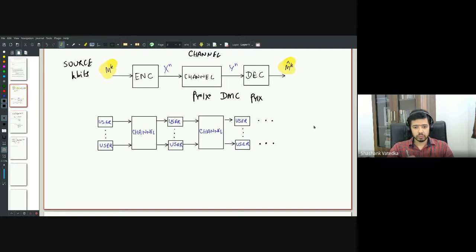And what we will do is that we will try to simplify the system and try to analyze some basic building blocks. So it's okay even if you have a really complicated system, because you can always divide the whole complicated system into much simpler blocks. And therefore, in network information theory, we study some very basic systems.